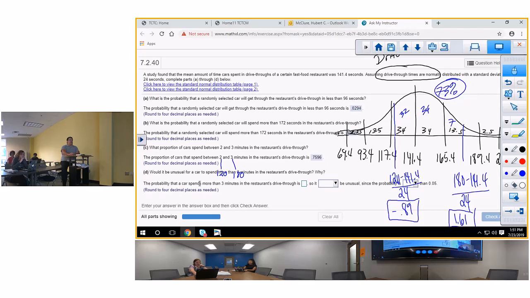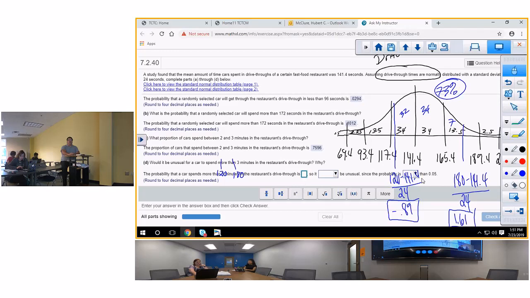The probability that a car spends more than 3 minutes in the restaurant's drive-thru. What's 3 minutes? We said 180. So somebody do negative 9999 to 1.61. Thank God, they were at least nice to you and gave you that. And that's going to be, let's see, 34, that's 68, that's 84. 84 plus 7, 91% or 92%? 0.9463.